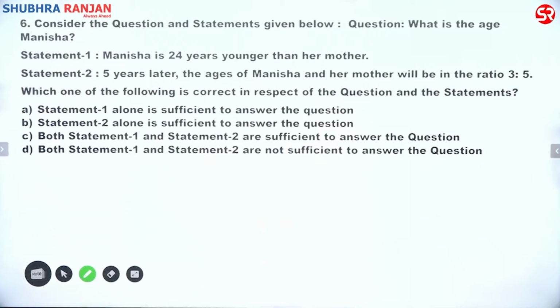I think in UPSC, if you are sorted, you actually don't need to write much. First is, it says what is the age of Manisha. Manisha is 24 years younger than her mother. We cannot get an answer from the first statement because the mother's age is not given. Second, it says 5 years later, the ages of Manisha and her mother would be in the ratio of 3:5. But since Manisha's age is not given right now, second again is not possible. If I combine them together, definitely I'm going to get the answer, because the relation between Manisha and mother will come from the first statement. So there are two statements, two equations, you would easily get an answer.